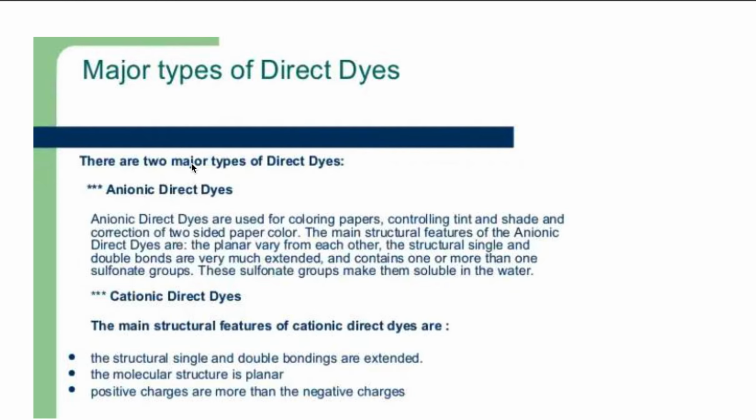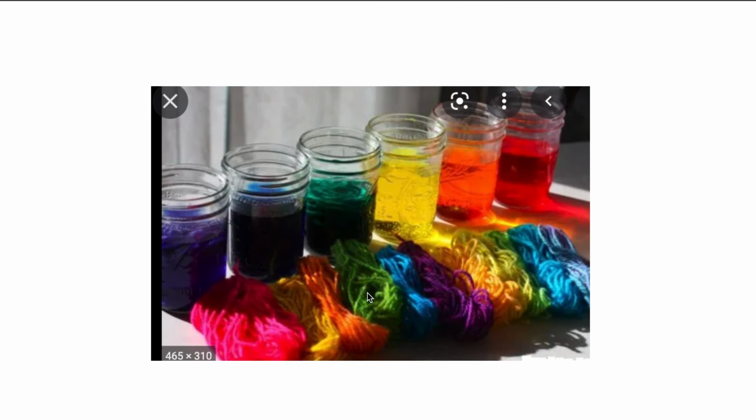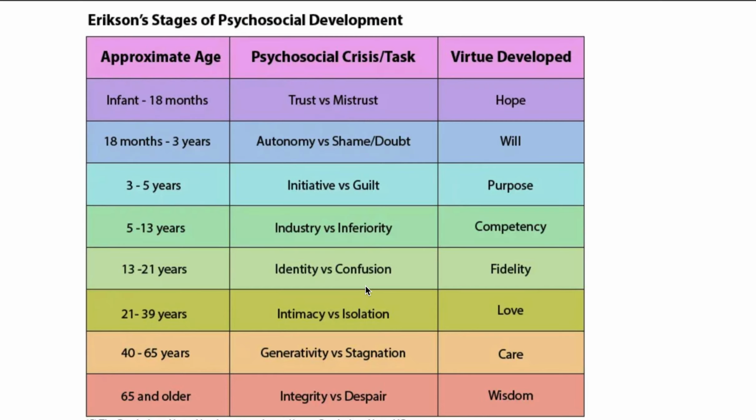Okay, what are direct dyes? There are two types of direct dye: anionic dye and cationic dye. These are the dyes.